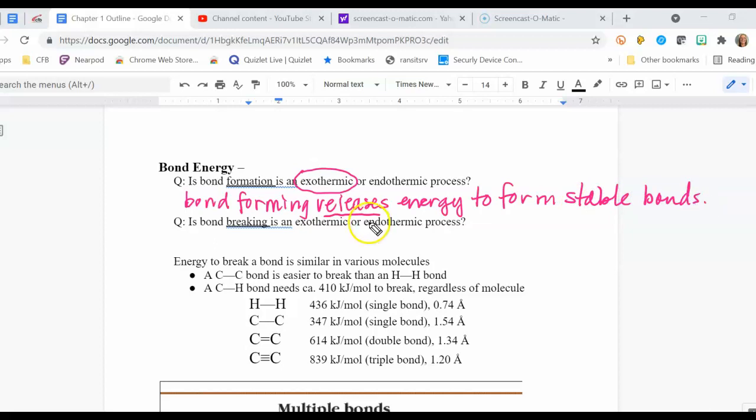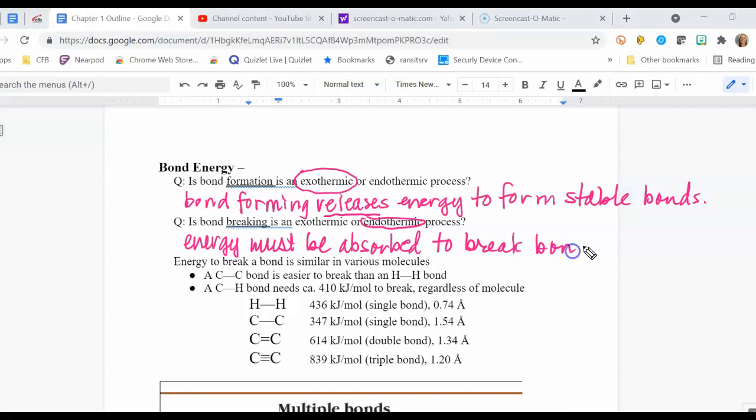Bond breaking, however, has to be endothermic because energy must be absorbed to break bonds. And we got to break the bonds first before we make new bonds. So energy must be absorbed. Otherwise, the bonds are just going to stay there. Remember that we made stable bonds. Stable bonds means that they're unlikely to just spontaneously fall apart by themselves. So energy must be absorbed to break bonds.